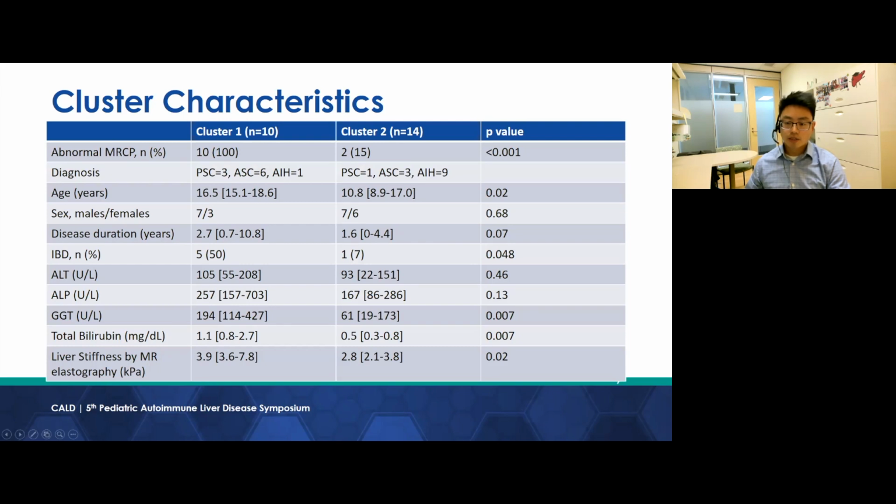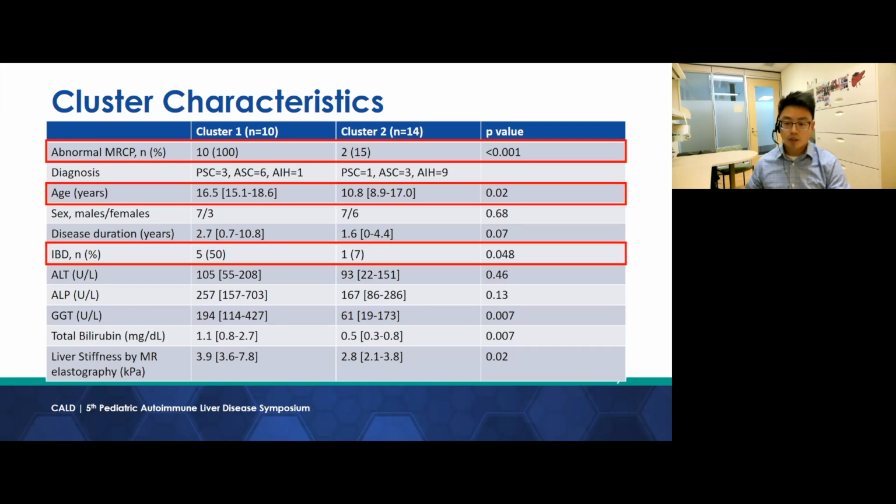When we looked at the patients segregated based on clusters, we found that 100% of the patients in cluster 1 had an abnormal MRCP compared to only 15% of patients in cluster 2. Patients in cluster 1 were also older and more likely to have concomitant inflammatory bowel disease. Importantly, these patients in cluster 1 had higher cholestatic markers like GGT and higher liver stiffness measured by MRI elastography, suggesting more advanced disease.